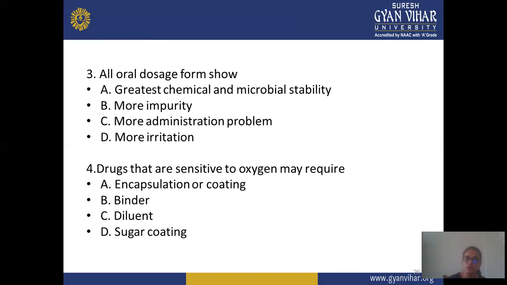The fourth question is: drugs that are sensitive to oxygen may require A, encapsulation or coating, B, binder, C, diluent, D, sugar coating. Means your drug is sensitive to oxygen or easily degrades due to the presence of oxygen. In this condition, which requirement is necessary out of these options? You will select the correct option out of these four.